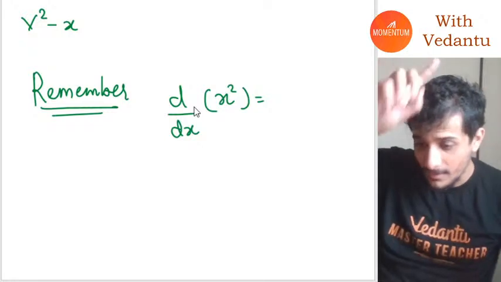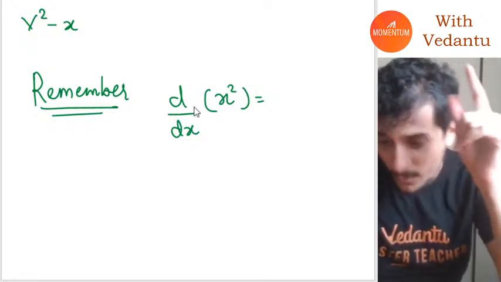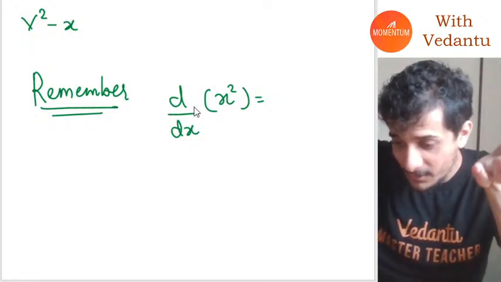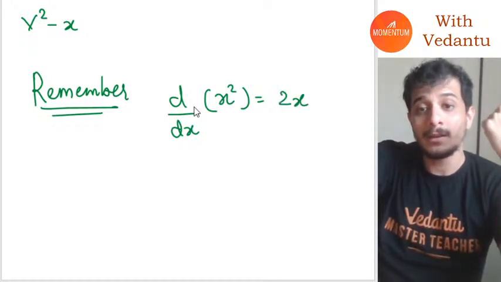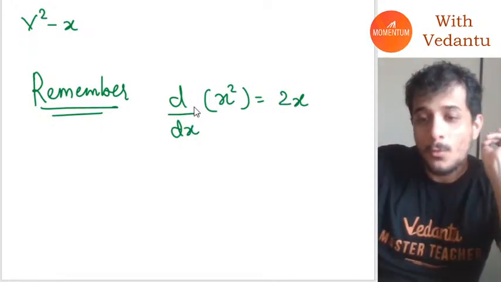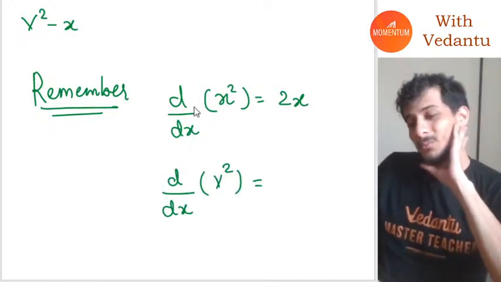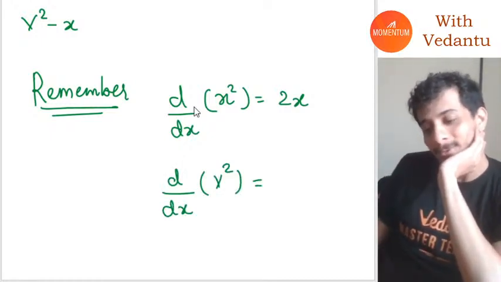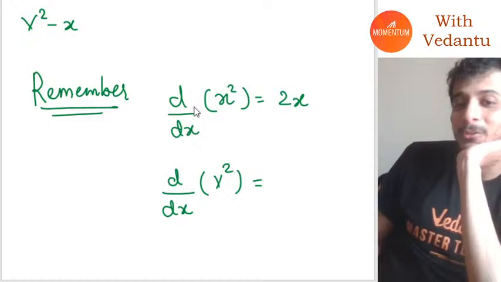Yes, Kanishk is correct. Vamsi Krishna is correct. Everybody is correct. This is 2x. Very good. Now one more question, guys. What will be d by dx of v squared? This also you have to tell me in the chat. I don't have d by dx of x squared, I have d by dx of v squared.